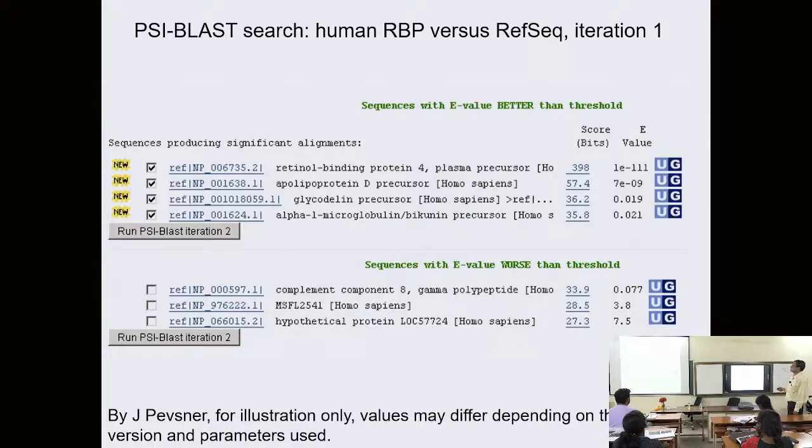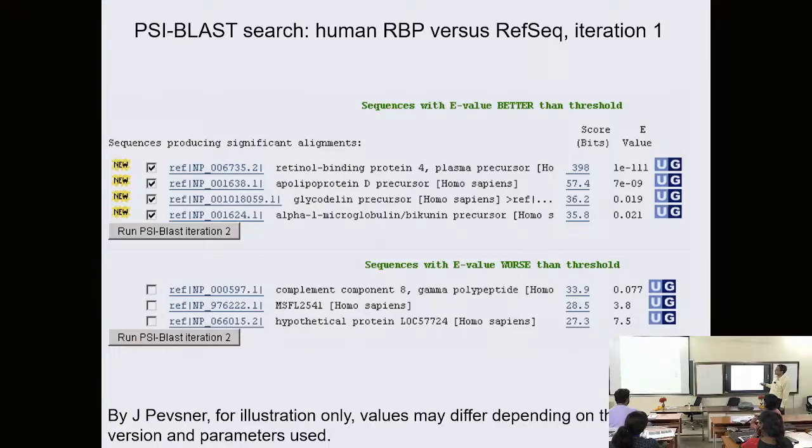Let's see. This is human retinol binding protein, and this is from the book actually. So, human retinol binding protein as a query. Database is RefSeq. You can see the query is retinol binding protein, and complement component 8 gamma is worse than the threshold, and the threshold, I think, is 0.05, in the first iteration.